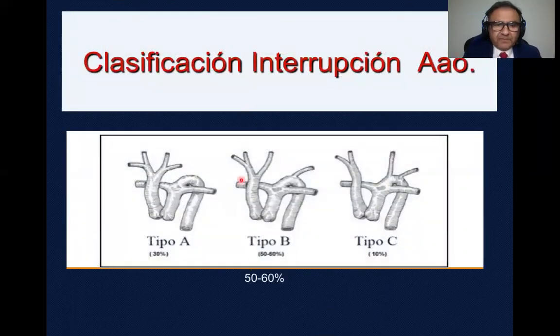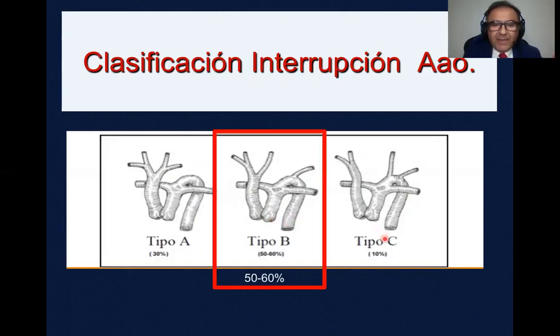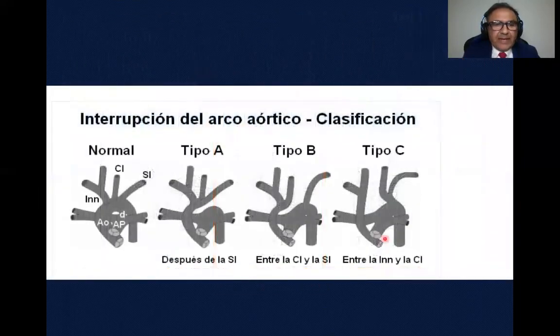There is a classification. It is divided into type A, type B, and type C interruption of the aortic arch. The most common finding is type B, 50-60%. The interruption is between the left carotid and the left subclavian arteries. Type A, 30%, occurs at the level of the aortic isthmus after the left subclavian artery.